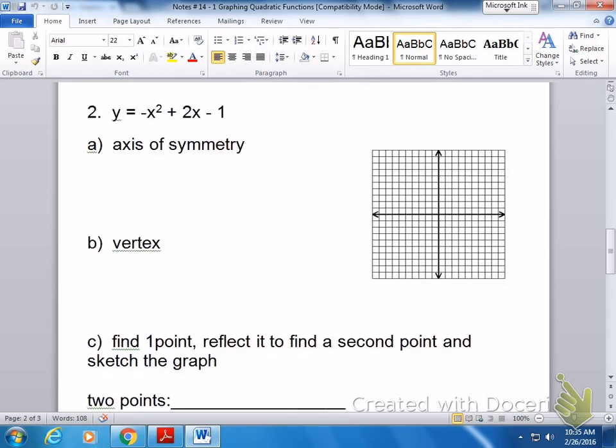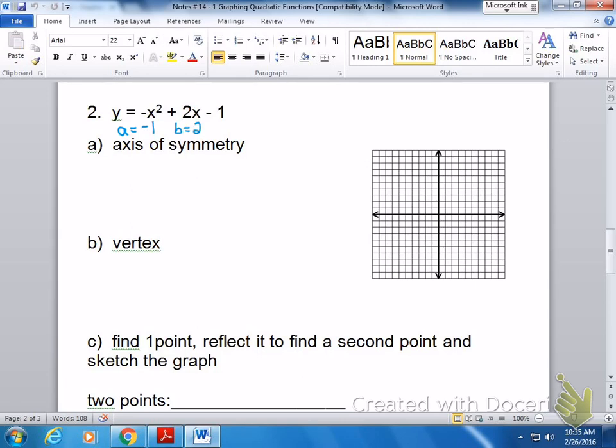So let's do number 2. I have the equation y equals negative x squared plus 2x minus 1. I need to find the axis of symmetry, vertex, and graph it. So I know I need to find an a value and a b value, and luckily it's already in the form we need. A is negative 1, b is 2.